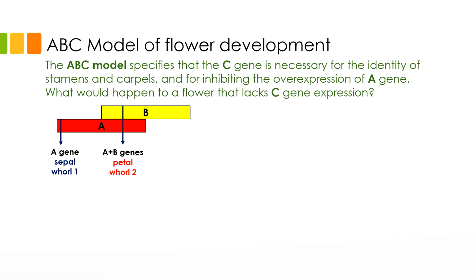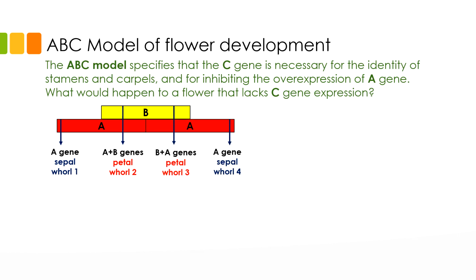Without the C gene, we will be left with only the A and B genes. Also, because the C gene is absent, the expression of the A gene is expanded. In this scenario, the A gene will control the formation of the first whorl of the flower, which is composed of the sepals. The second whorl is controlled by the combined expression of A and B, which is responsible for the formation of petals. So far so good. We have both the sepals and the petals.